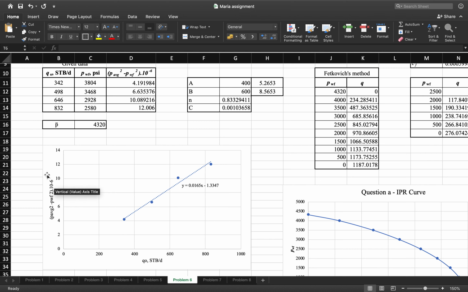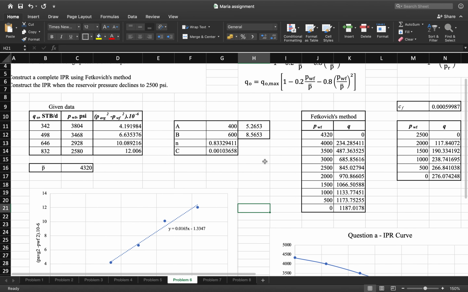Here you will have the table and the graph showing the relationship between this column and this column. You can have the trend line here, and for most of the points, the trend line increases with the slope. All right, so now let's turn to problem 7.